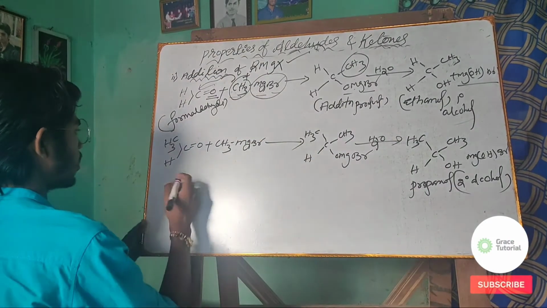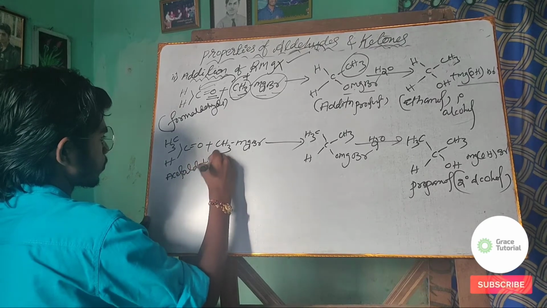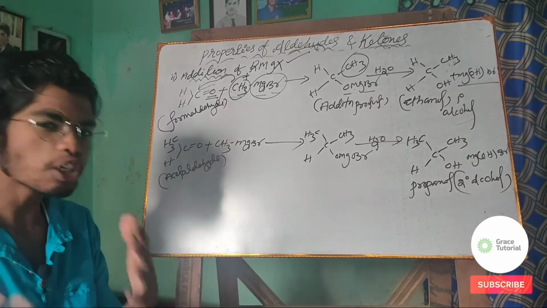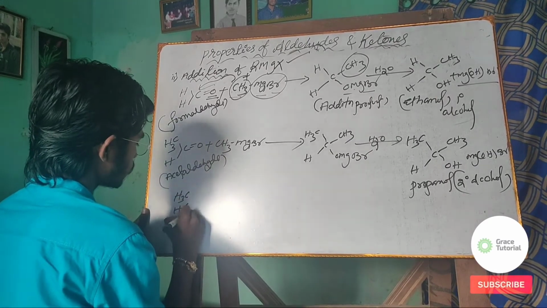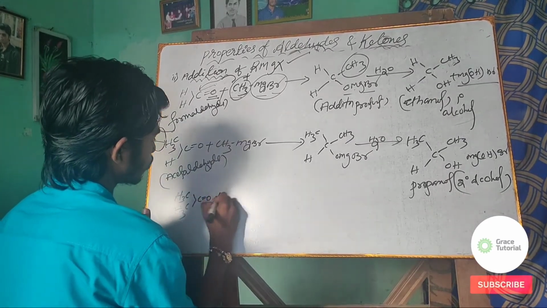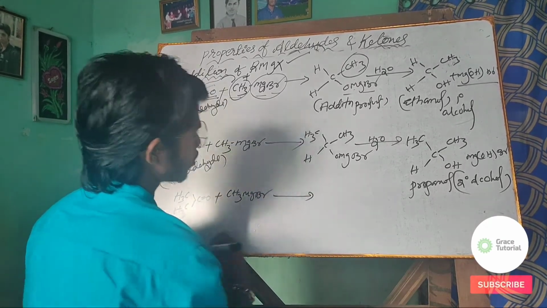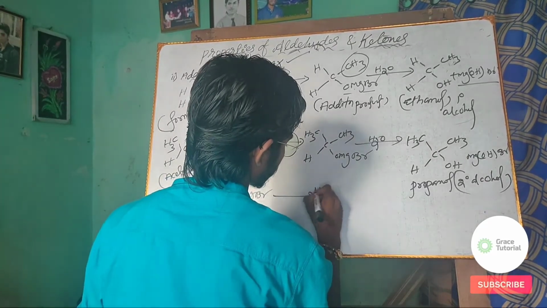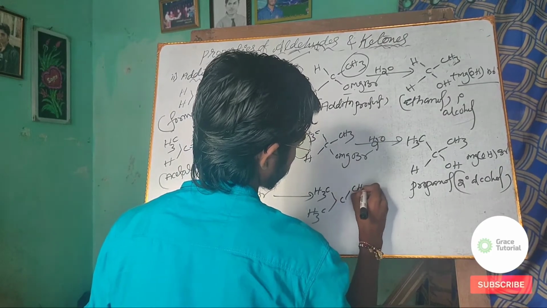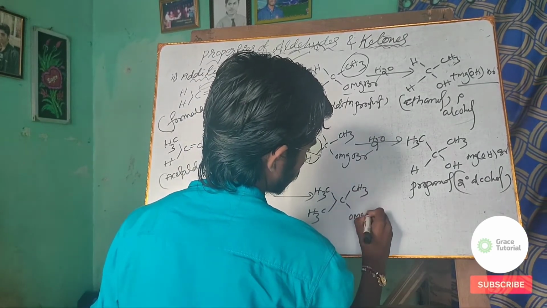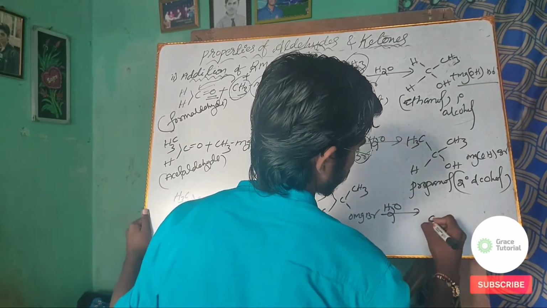Secondary alcohol is obtained. This is acetaldehyde. Similarly, if you take acetone, what happens? CH3, C double bond O, and CH3MgBr. You will get the addition product, OMgBr.